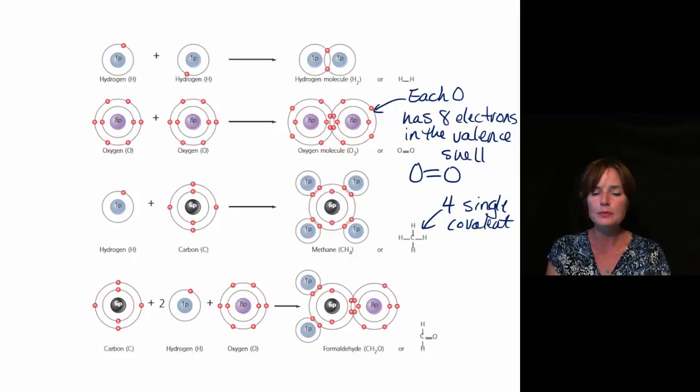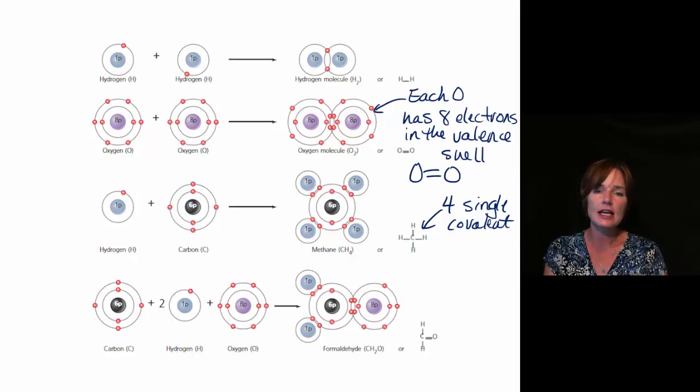On the bottom picture, we're seeing a carbon that is sharing electrons with 2 hydrogens and also with 1 oxygen. And again, the end result, or the goal of this, would be for carbon to get 8 in that outside shell, that valence shell.